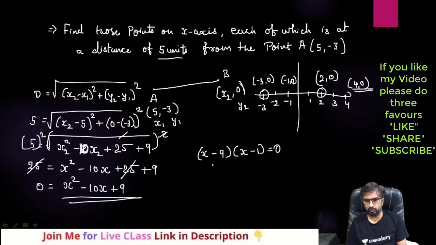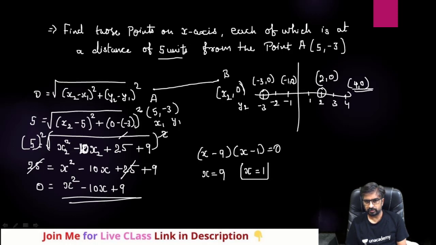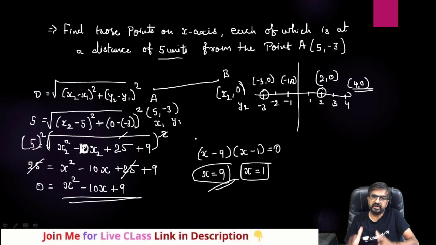So the value of x will be positive 9 or the value of x will be positive 1. So this x2 can be 9 or 1. This way guys, with the help of the distance formula, you can solve this type of questions.